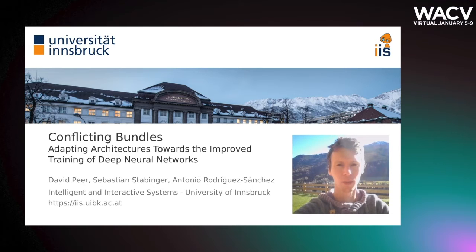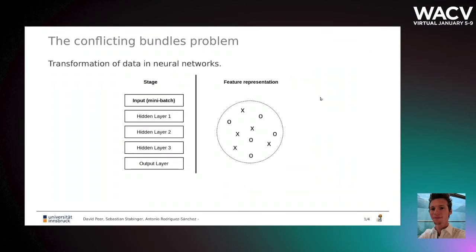This optimization problem, called conflicting bundles, provably decreases the accuracy of neural networks. In this video, we also present a pruning algorithm to avoid this problem. I will describe the problem with the following example.